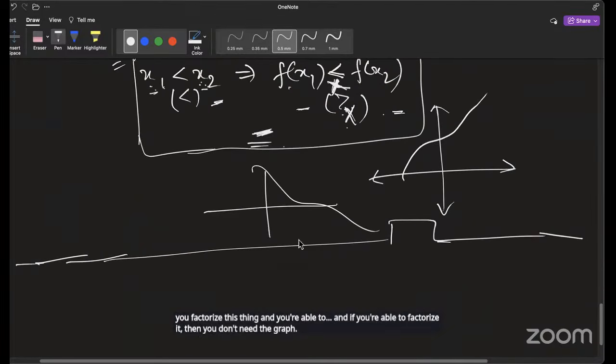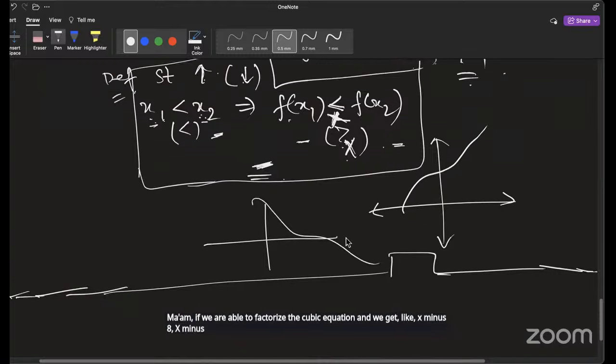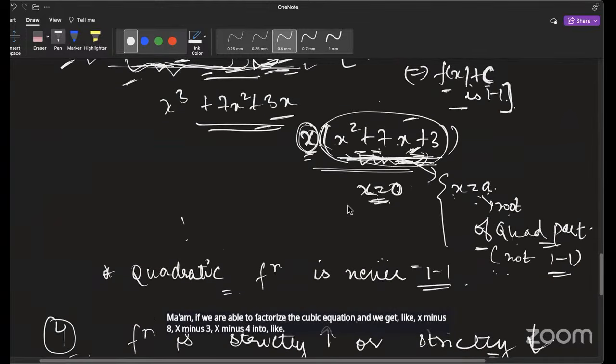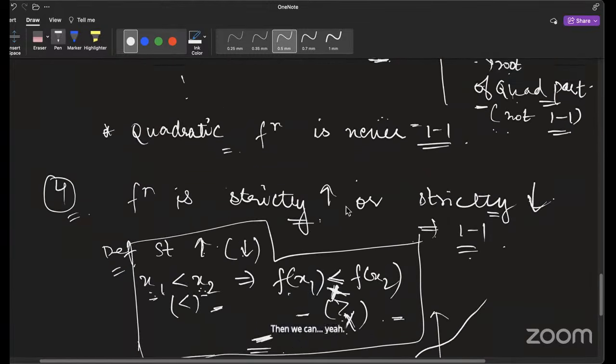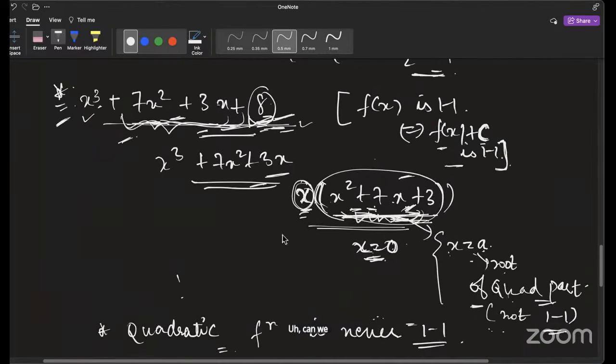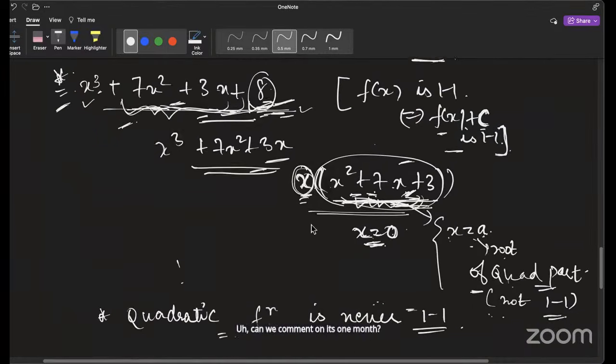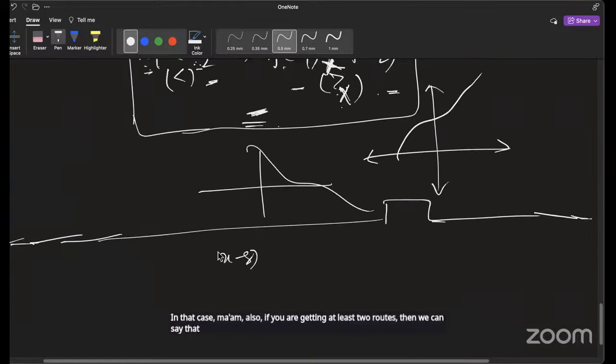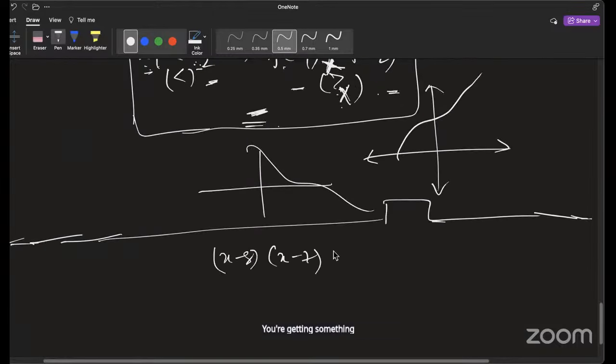Ma'am, if we are able to factorize the cubic equation and we get, like, (x minus 8)(x minus 3)(x minus 4), then we can, yeah. And if we are able to plot a graph and you're getting at least the same value twice, you're getting something like this, then you already have found your answer. You don't need to plot it. Yes, that means at 8, 7, and 2, you get 0, the same value. Now you don't need to plot it.